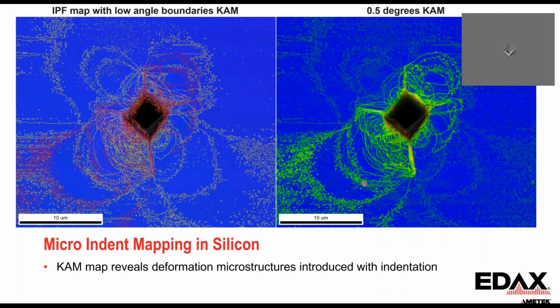And we can show it on a single crystal. So this is a map that generally should be all blue, but we have gone in and introduced a small indent to introduce some deformation in the material. So here on the left, we're looking at a misorientation map, a low angle boundary map, KAM, and a higher degree value, looking to say how are those counted. So we can see these deformation structures that are introduced with high fidelity with traditional EBSD pattern indexing.